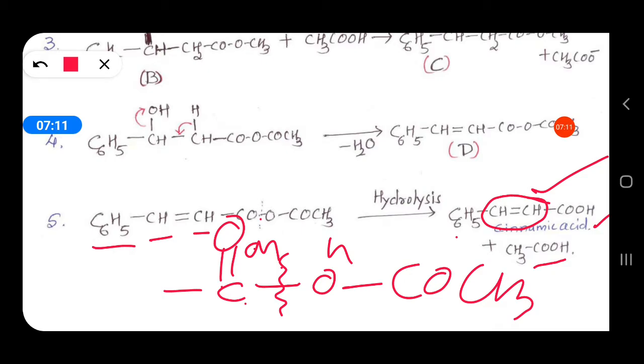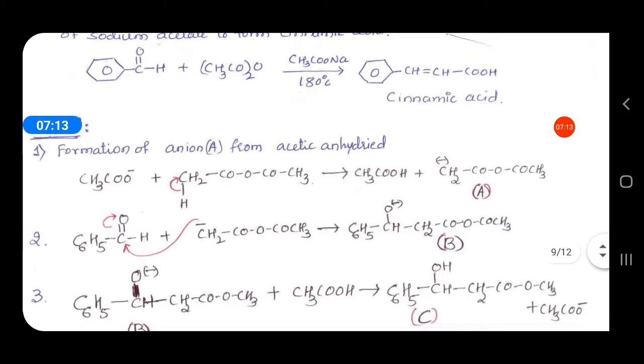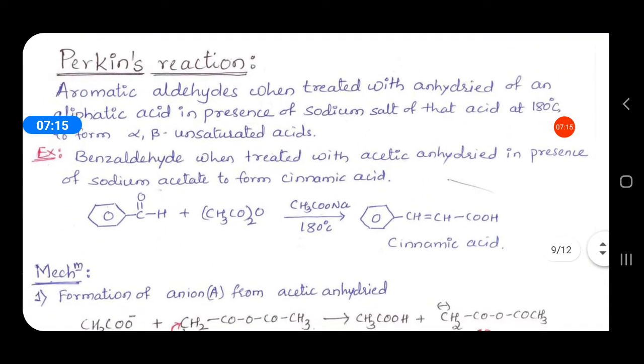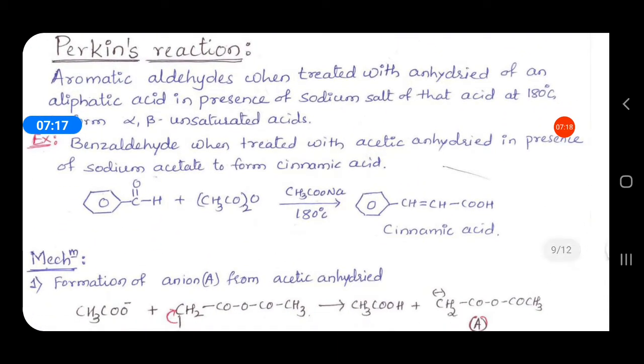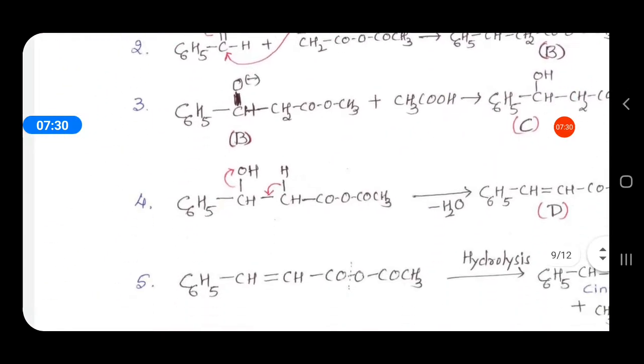So this is called the Perkin reaction. In the Perkin reaction, aromatic aldehyde is treated with anhydride of an aliphatic acid in presence of the sodium salt of that same acid at 180 degrees centigrade. So it gives alpha beta unsaturated acids.